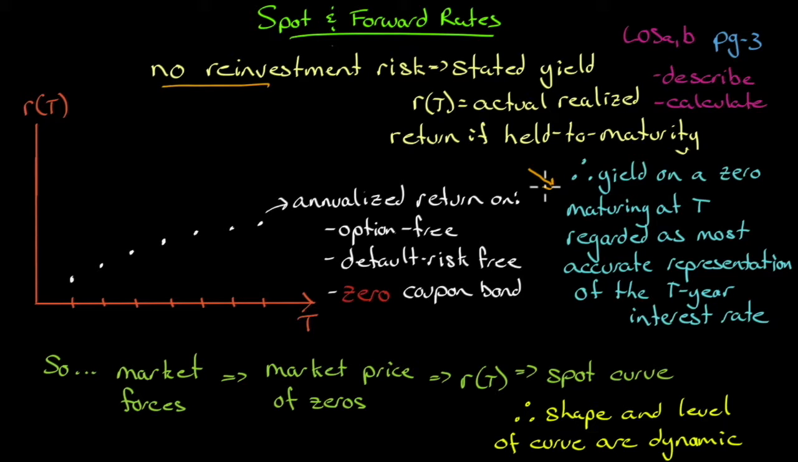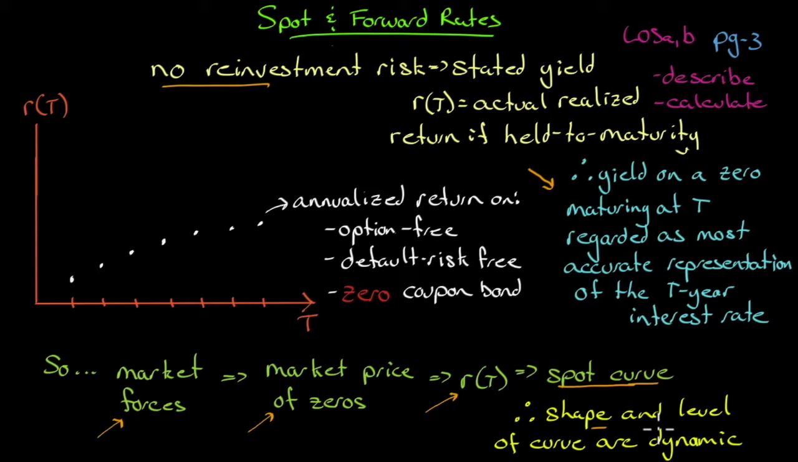So, whatever market forces there are, whether there's bullish sentiment, bearish sentiment, risk on, risk off, whatever's going on, that will affect the market price of all bonds, including zeros, including treasuries. As the market price of these bonds moves, the yields to maturity also move. These yields to maturity map out the spot curve, so we can see that the shape and the level of the spot curve are dynamic.